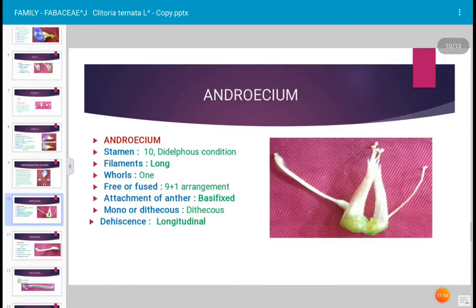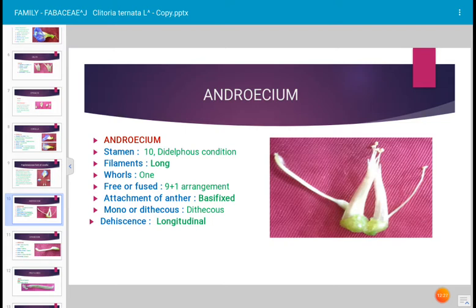Next, this is the androecium, male part of the flower. The flower consists of 10 stamens in the androecium, and the didelphous condition is there. Di means two. Didelphous condition of stamen means the stamens are grouped into two bundles. One bundle of stamens consists of 9 stamens, another bundle has only 1 stamen. In this way, there are 10 stamens, all are fertile.